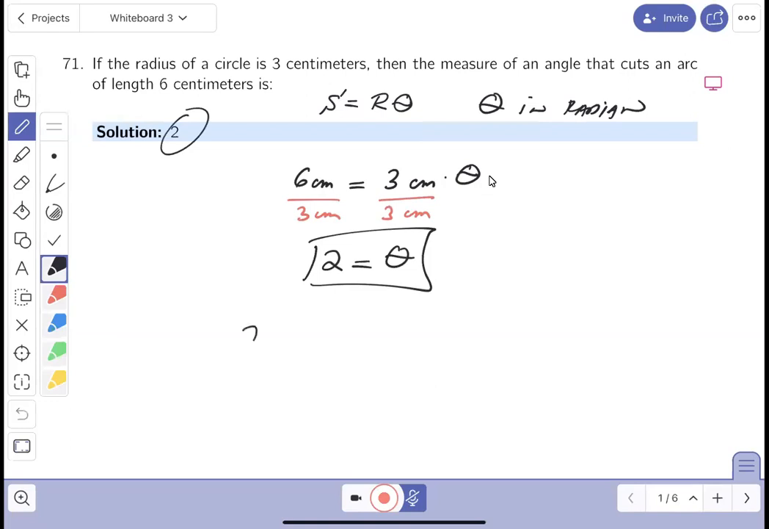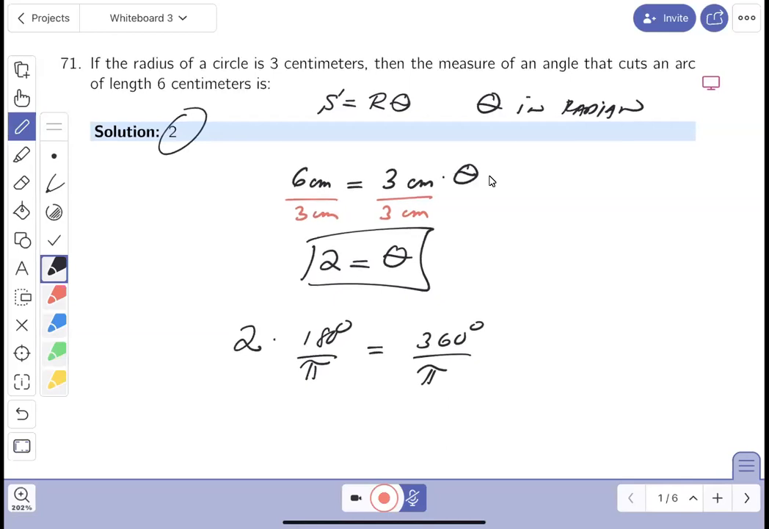If you want to put degrees down, it's 2 times 180 degrees over pi. That's going to be approximately 120 degrees, but they didn't ask for that. All right, roughly speaking. Let's go to number 72.